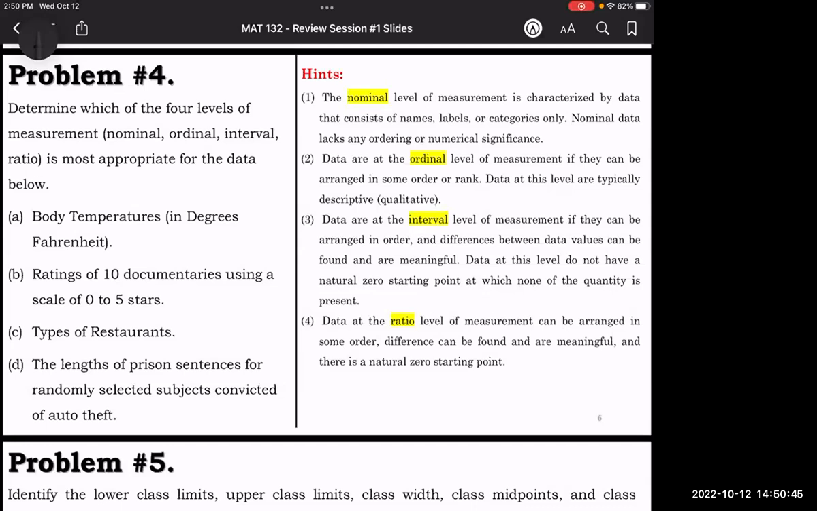Yeah, right. Any sort of measurement. Remember, we talked about temperatures earlier as a measurement. Any continuous data can be written on an interval. So the thing about interval data, at the interval level, it states that data at this level do not have a natural zero starting point.